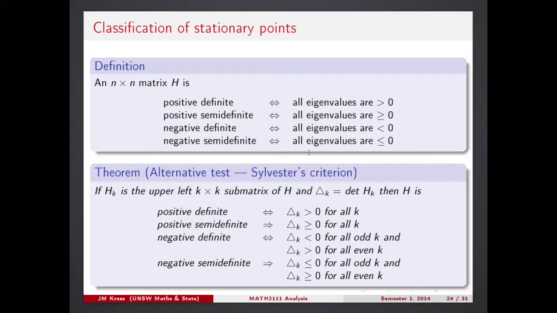But remember, we only need the distribution of signs. Trace and determinant, just these two, are no longer enough. But what is enough is just this theorem at the bottom of the slide. Sylvester's criterion. And look what it says. That's the one which is good, and that's the one which you're going to use.